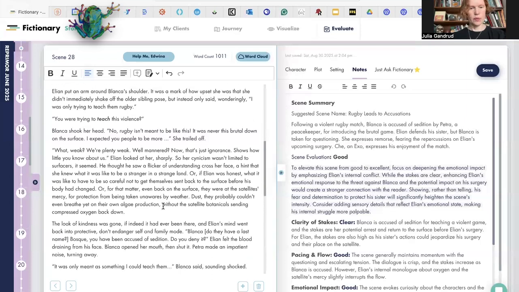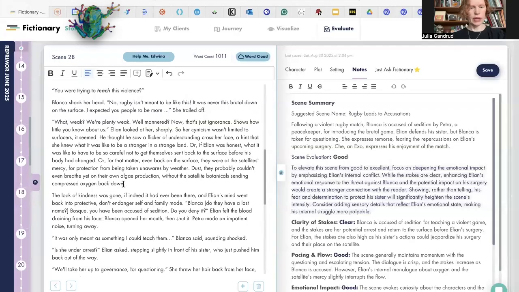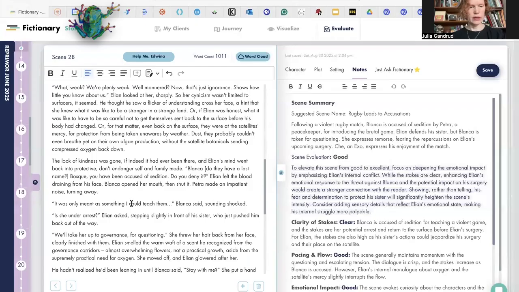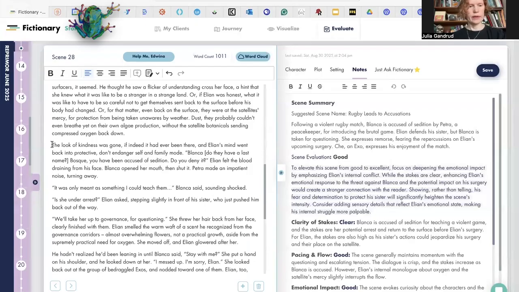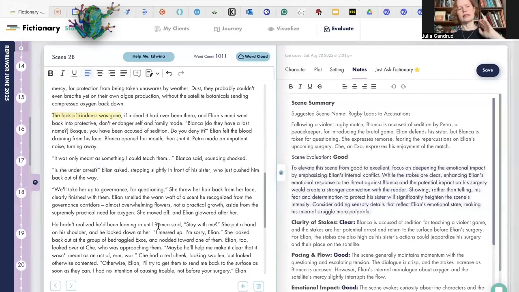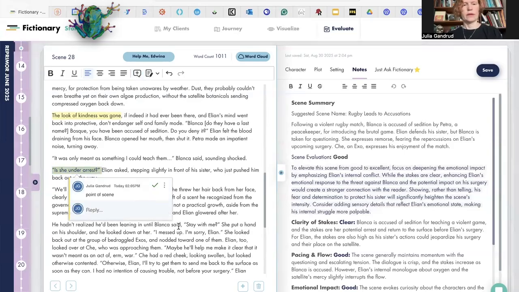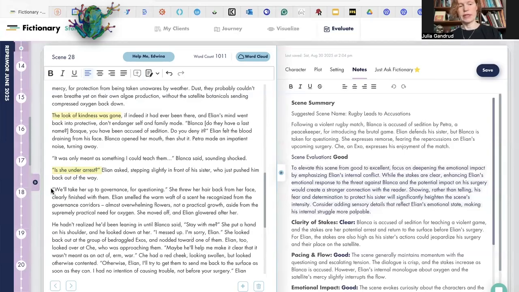I'm just scanning down to see where the climax likely is. He's wondering what it would be like not to have to worry so much. Look of kindness gone. Okay. Look of kindness is gone. That's going to be the scene middle. I'm going to highlight that, shall we? That's probably the scene middle. Okay. And is she under arrest? Okay. That is the point of the scene, which means it's probably the climax. We'll take her up to governance for questioning. That's the climax.